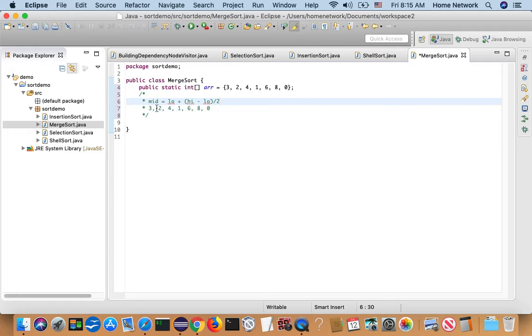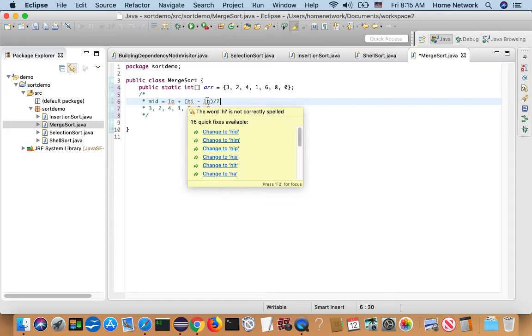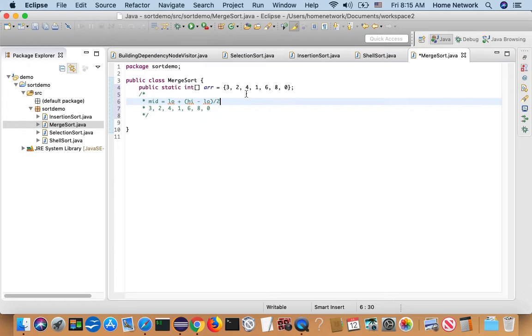In this example, we have a size 7 array. The low index is 0, high index is 6. 6 minus 0 is 6. 6 over 2 equals 3. 3 plus 0 equals 3. So index 3 is the dividing point. 0, 1, 2, 3. This is the left half.